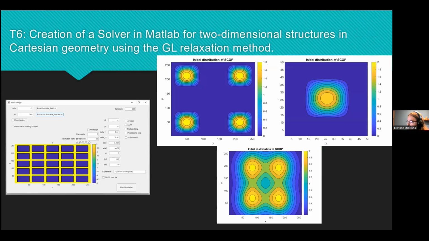Next is a creation of a solver in Matlab for two-dimensional structures in Cartesian geometry using the Ginzburg-Landau relaxation method. The solver allows to enter an SCOP analytically by using a formula or to get an initial SCOP from a file. But what is more, we also have the ability to numerically map analytical solutions of the Schroedinger equation to SCOP as a very good trial function.